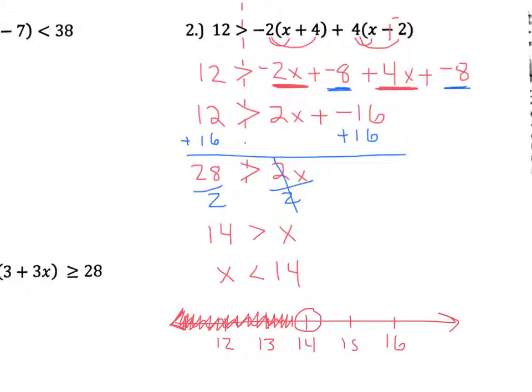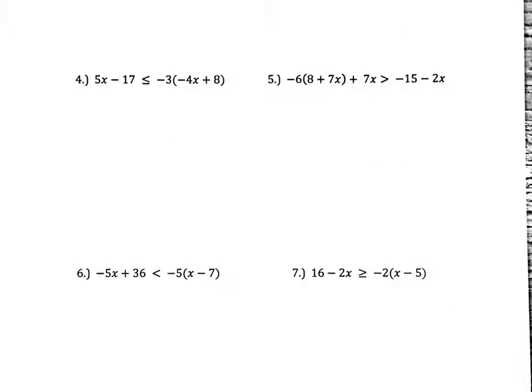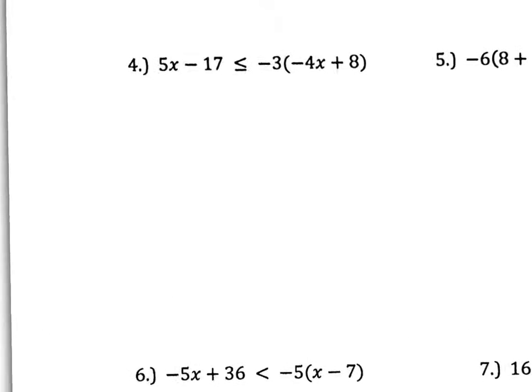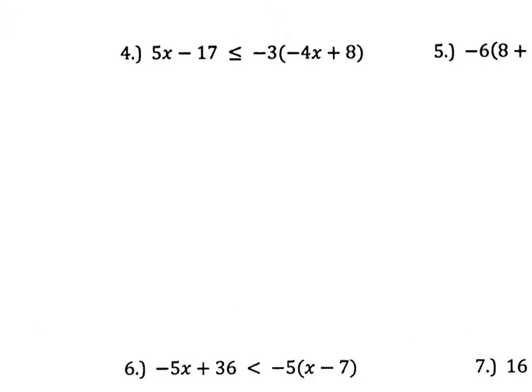All right, let's flip the page over. We'll try some on the back. Let's try number 4. So let's zoom in on number 4. All right, dotted line through the inequality symbol. Double sign change. Distribute.